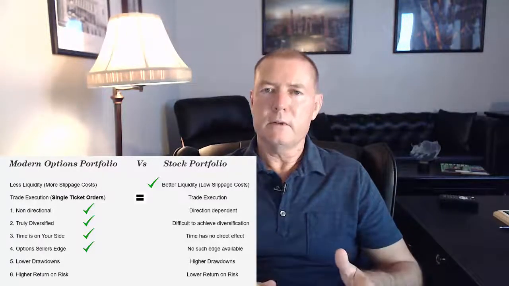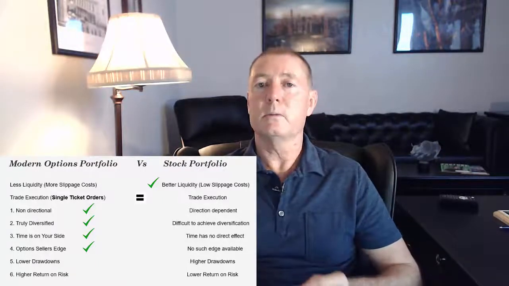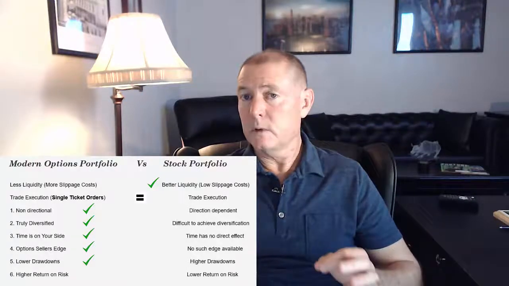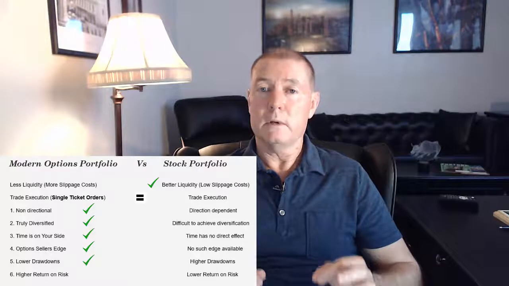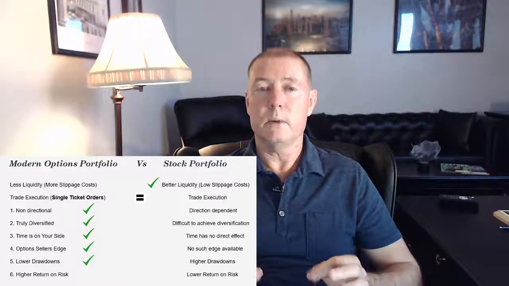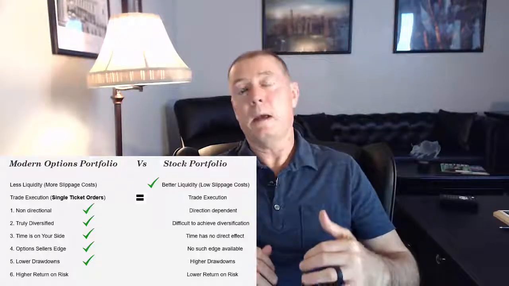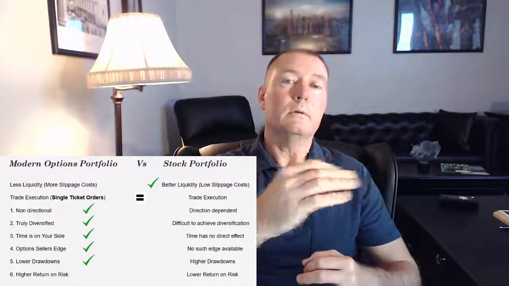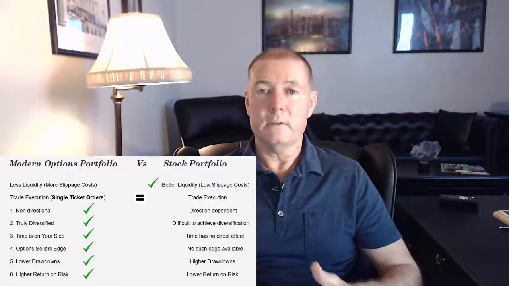And lesson number 7, I went over drawdowns and how they would be lower with a modern options portfolio versus the S&P 500. And remember, if you have lower drawdowns, it's a lot easier to recover. And recovery is the key to making better returns. And number 8, higher return on risk. So the amount of money that you risk and the amount of money you get in return for that is higher with a modern options portfolio versus the S&P 500.